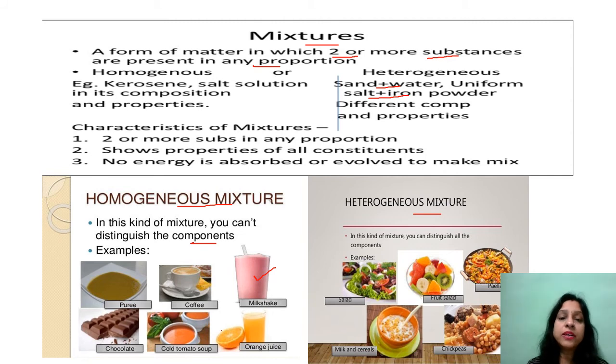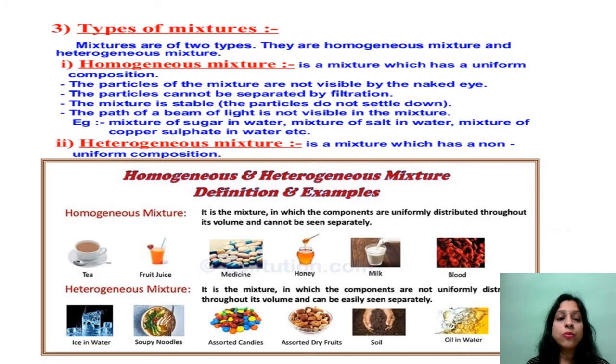So mixtures are further divided into two categories, that is homogeneous and heterogeneous. ठीक है बेटा. ना homogeneous and heterogeneous में अगर हम बात कर रहे हैं तो homogeneous mixture is the mixture which has uniform composition. Fine. Whereas heterogeneous is the mixture which has a non-uniform composition. ठीक है बेटा. The particles of the homogeneous mixture are not visible by naked eye. Whereas if we are talking about the heterogeneous mixture, its particles are visible by naked eyes.